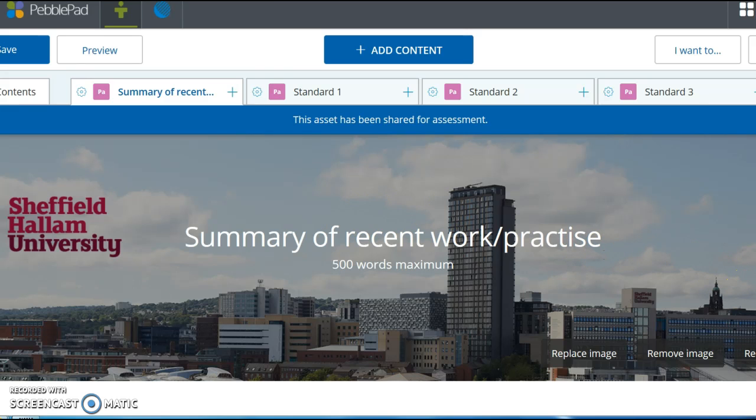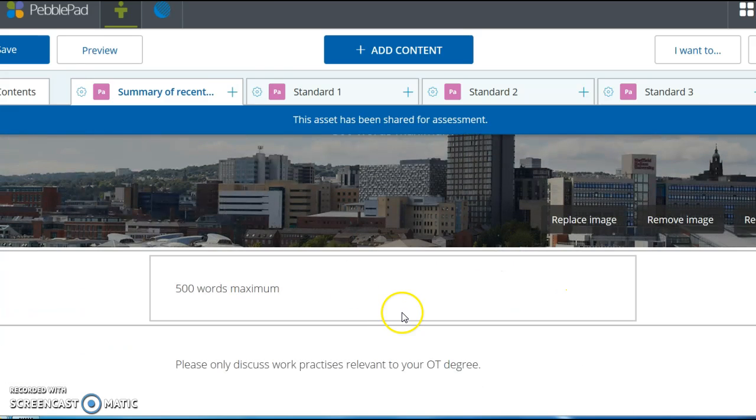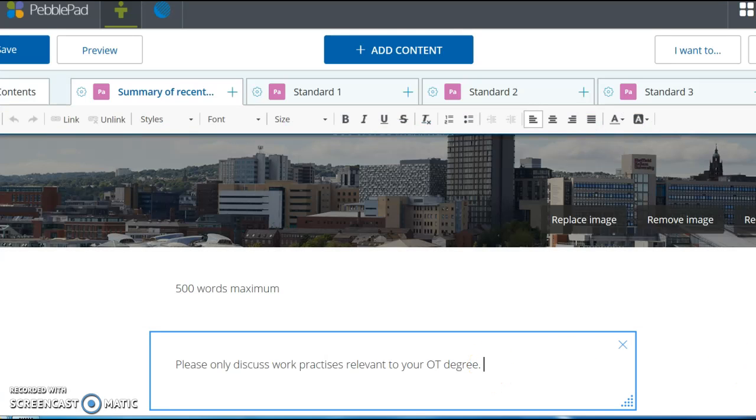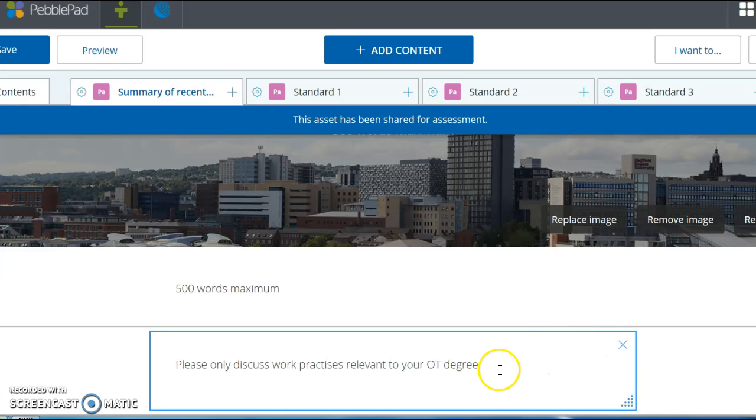So if anybody's ever written a CV, you would do it similar to what you've probably written in there. So it says only discuss work practices relevant to your OT degree. So you might want to put in there placement experiences that you've had, maybe volunteer roles that you've had.